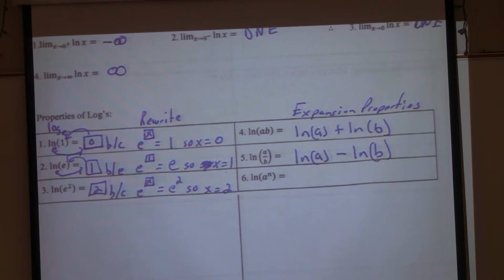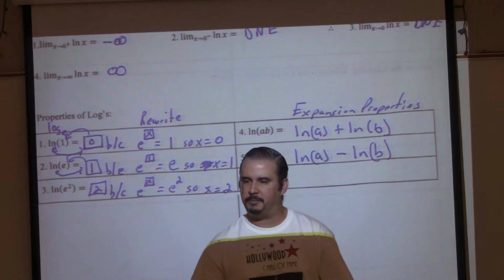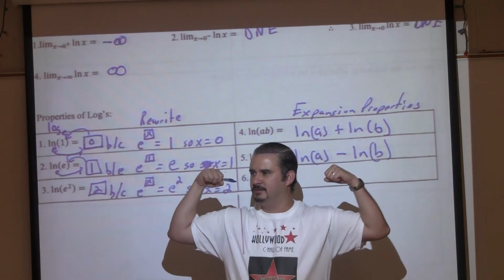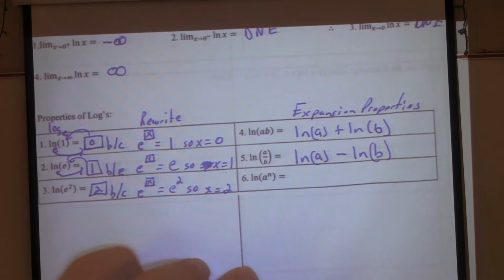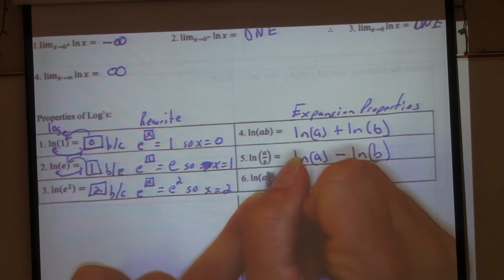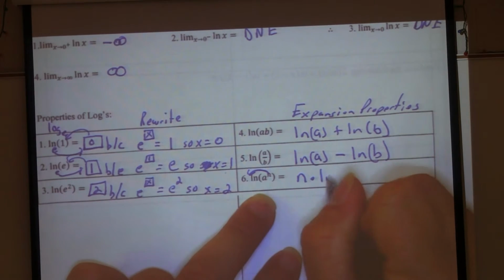Okay, so let's look at this last part. This has something to a power, right? So that one's going to go with the power to a power. Power to a power, you multiply the powers. So what we would do here is the exponent of the argument goes to the front, and we have n times ln of a.